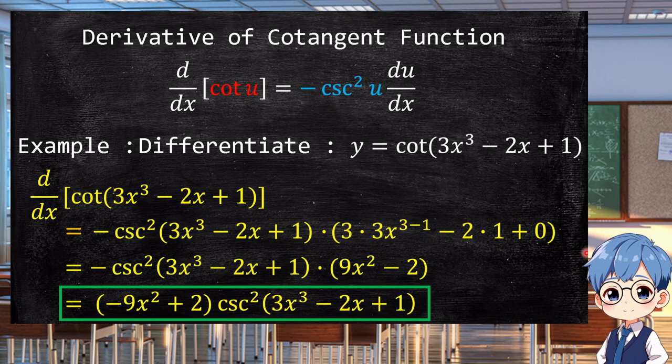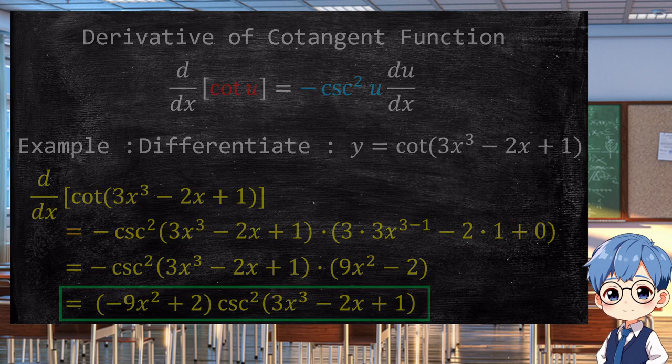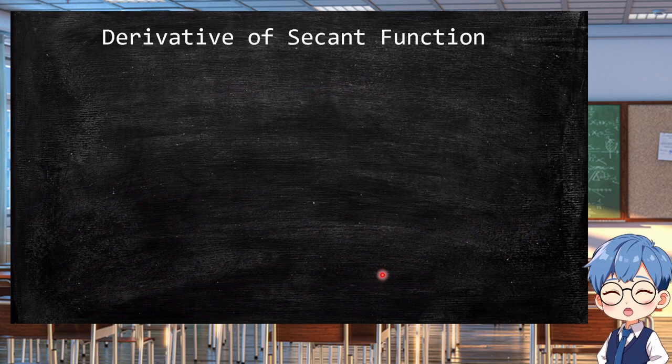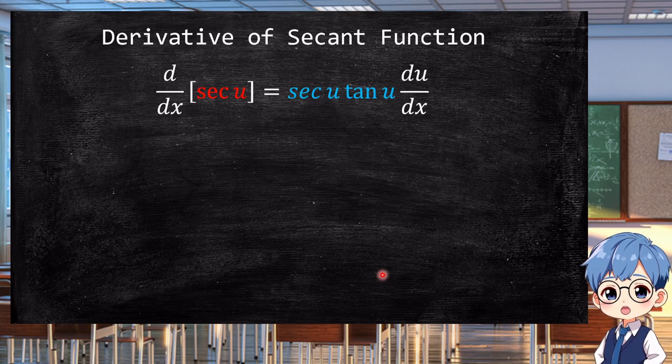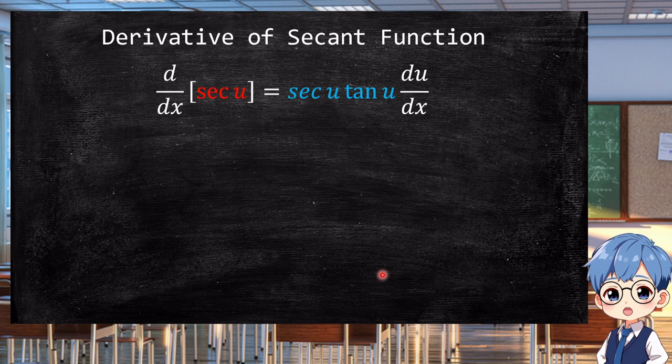Let's have the next formula. We are now in the derivative of the secant function. So the derivative of secant u is just secant u times tangent u times the derivative of u with respect to x. You'll notice that secant's derivative uses both secant and tangent, a common pairing in trigonometry.